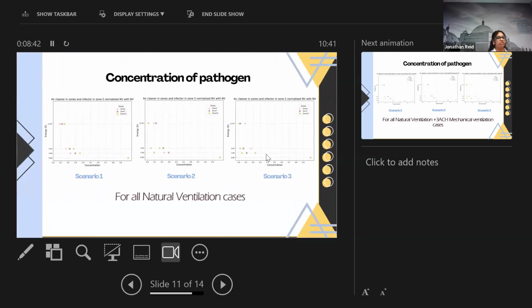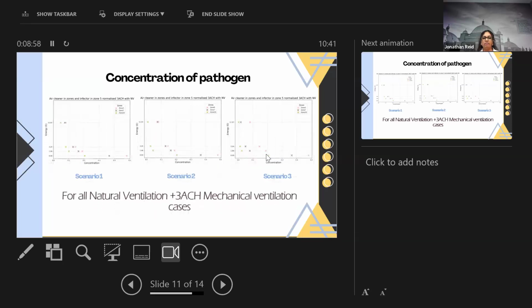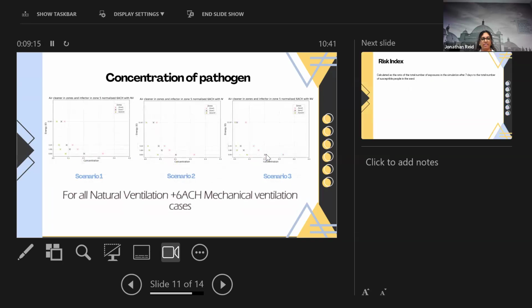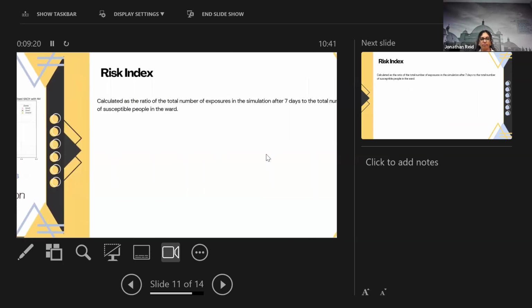We also compared the concentration of pathogen for all three scenarios. For the natural ventilation case, we see that the concentration kept decreasing from scenario 1 to 2 to 3 because the number of air cleaners was increased. Similarly, for natural ventilation plus 3 ACH, for all three scenarios, the concentration of pathogen decreased, and it was also reduced compared to the previous natural ventilation case. And for 6 ACH, this was the lowest concentration that we had in all the scenarios.